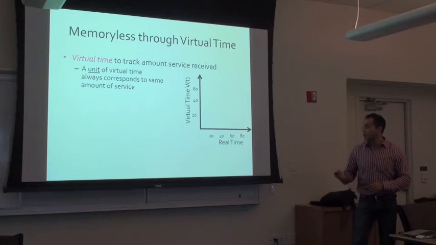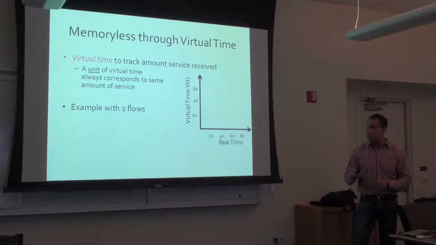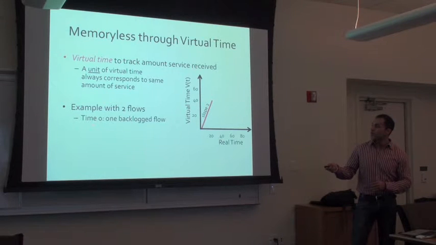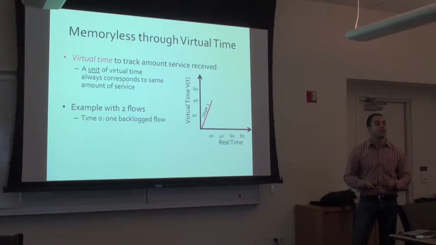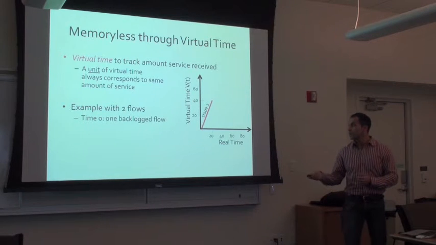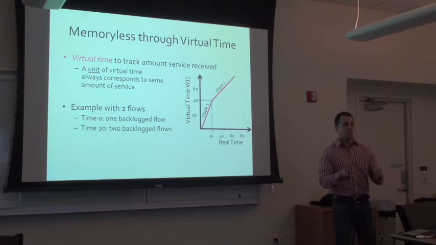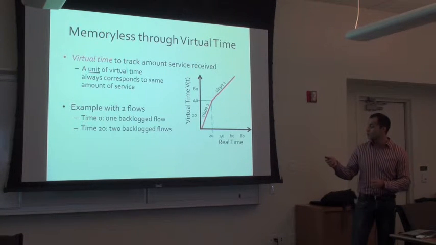So if we have real time on the x-axis and virtual time on the y-axis, in the simple example where we have two flows, if at time one we only have one backlogged flow, and the system was designed for two flows, it's actually receiving twice the service that it would if it only had its half of the resource. As soon as another flow becomes backlogged, the slope changes to one. So we're going to keep track of this with virtual time. Virtual time essentially lets us know where you would exist in this dedicated system.